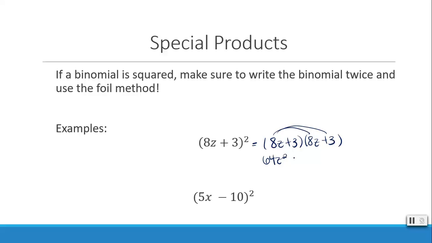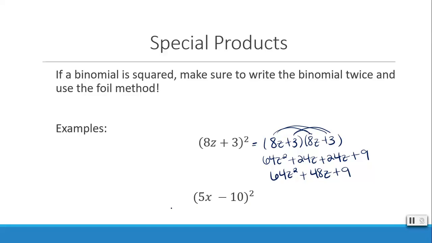This is going to give us plus 24z. Notice this is going to give us the exact same thing. This is going to give us 24z as well. And then 3 times 3 is going to give us 9. So then our final answer would be 64z squared. We'll add our 24z's together, which is going to give 48z, and then plus 9.